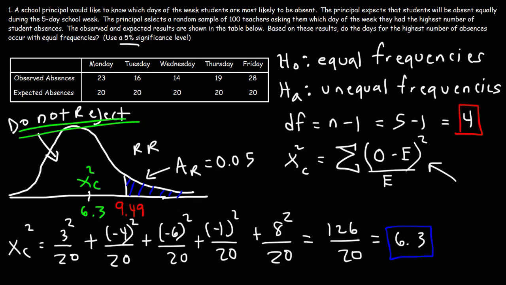So therefore, we're going to accept the null hypothesis that the days of the highest number of absences occur with relatively equal frequencies. So this variation is not significant enough to reject the null hypothesis. And so that's how you could use the chi-square test. So now you know how to calculate the chi-square value and compare it to the critical value in order to determine whether you should reject or not reject the null hypothesis.